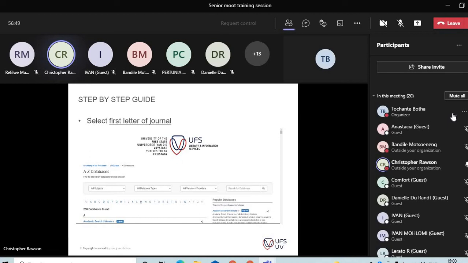What you'll also see is that you can search the databases. So you can search for specific subjects, specific database types, and what type of vendors or providers they are, and this will help you to find journals that deal specifically with the area of law that you want to deal with.